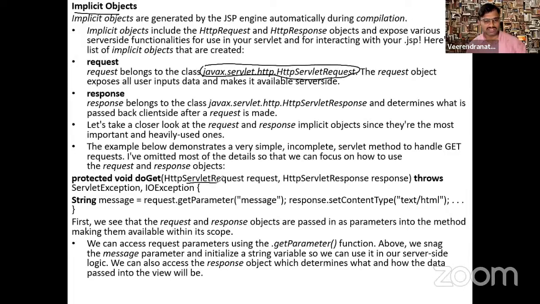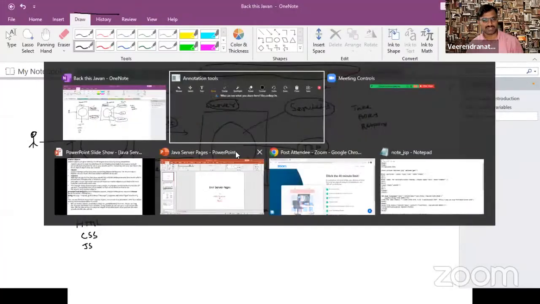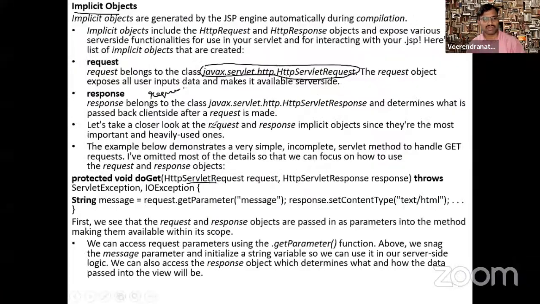So now you can see here, this is what we are saying. The request object exposes all the user inputs data and makes it available server side. So coming back to our discussion, same thing that we discussed here. I made a request, so my request implicit object is making all my requests available onto the server. That is the meaning of that line. So whenever we are talking about the request, all the user inputs are available on the server side.